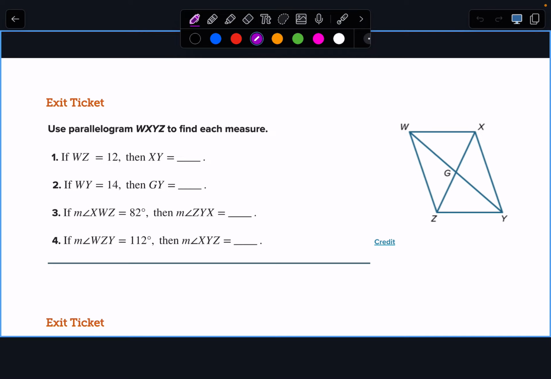Okay, so just give it a look. If this happens, new problem. If this happens, new problem. These are fairly individual questions. If it's 12, what is this? 12. Okay, just stop. And then we're going to erase that from our mind. New parallelogram. If this is 14.